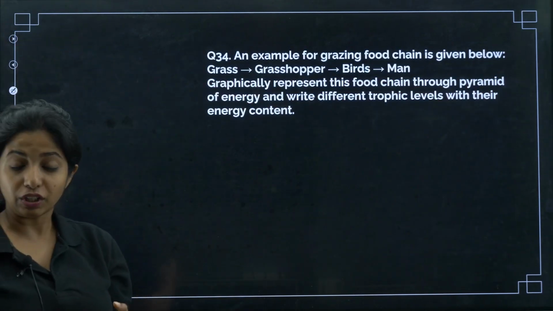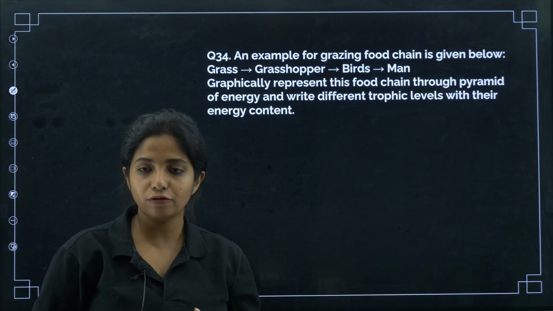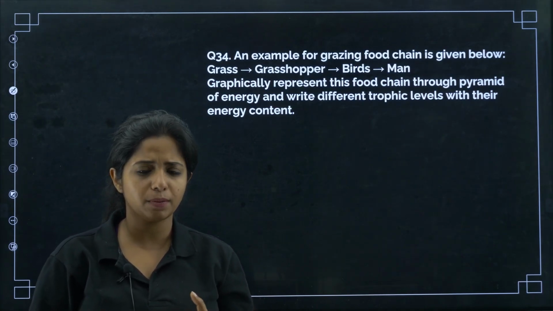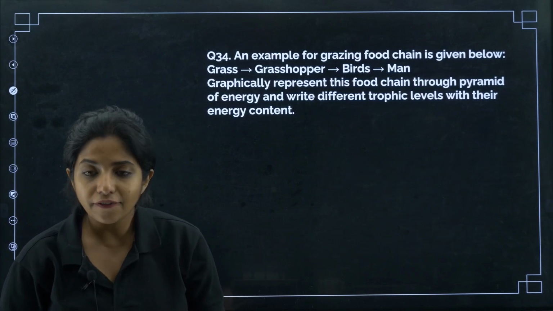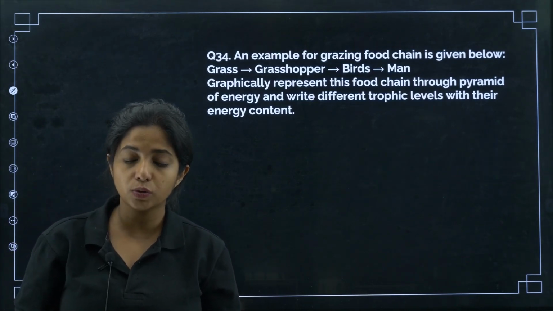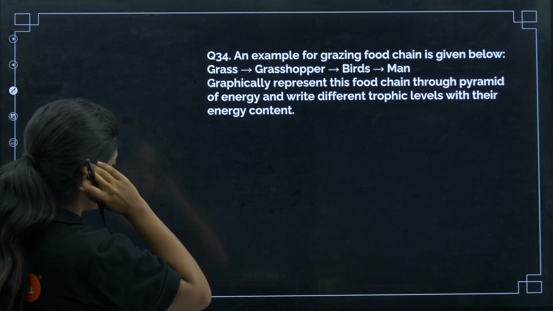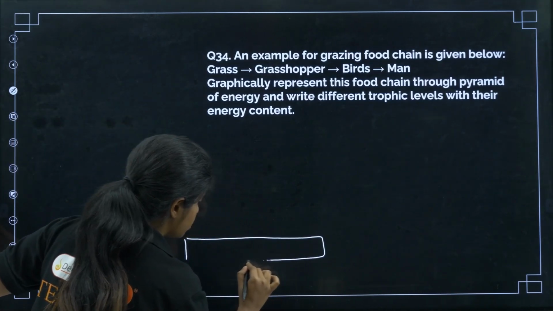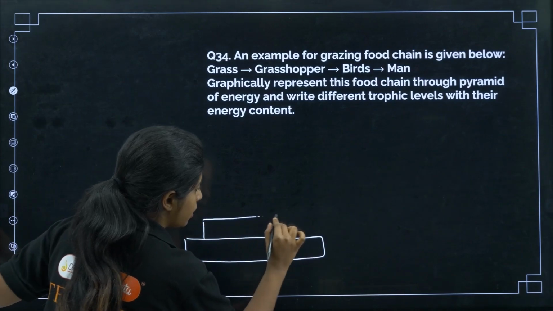Now, 34th question. An example for grazing food chain is given below, that is grass eaten by grasshopper, grasshopper eaten by birds, and birds eaten by man. Now, graphically represent this food chain through pyramid of energy and write different trophic levels with their energy content. Chalo, let's make it. So, obviously, pyramid of energy is always, my dear children, upright. It is not inverted.